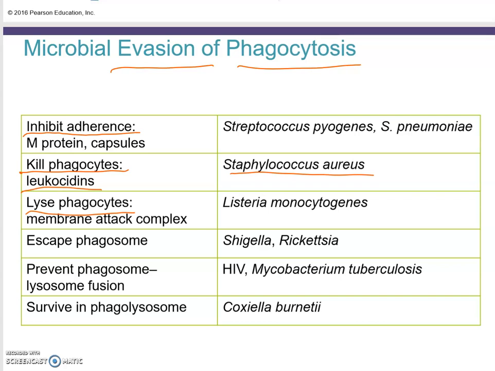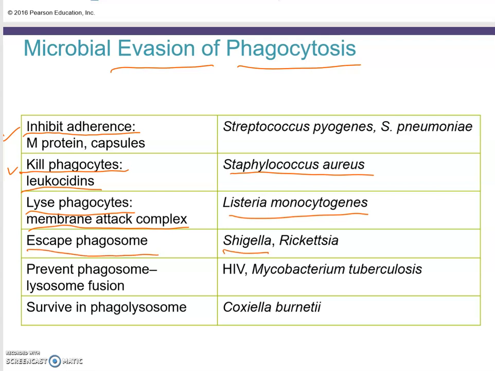Let's see some more strategies here on how microbes can evade phagocytosis. We had the first two already, and so now some bacteria can lyse phagocytes. They can form a membrane attack complex, like we will see with the complement system. In this category would be Listeria monocytogenes. Some of them can escape the phagosome.